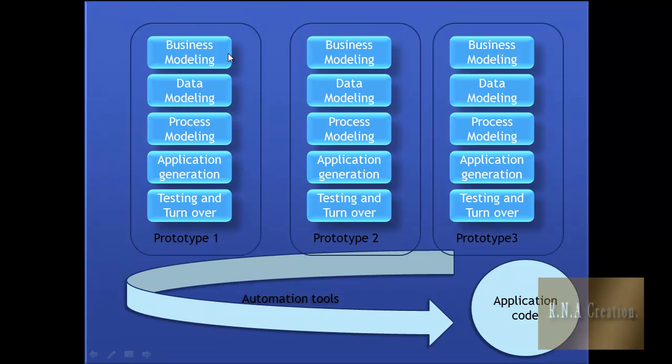Now if you see what's happening in the business modeling, data modeling, process modeling, application generation, testing and turnover, prototype 1, business modeling, data modeling, prototype 2, prototype 3, same thing. And this is the automation tool, which will generate the application code.